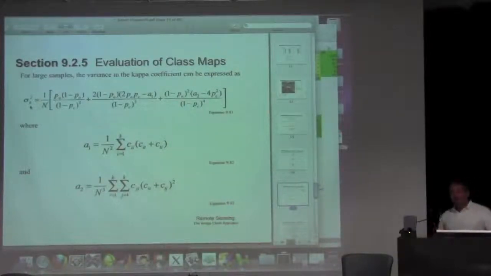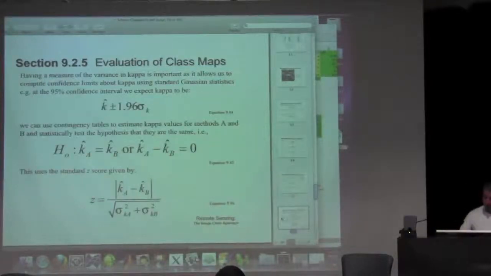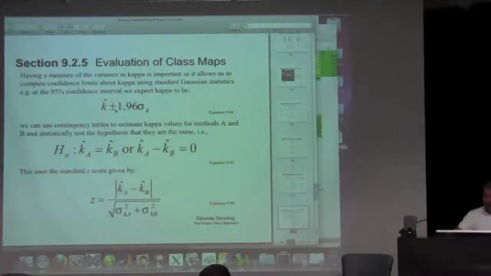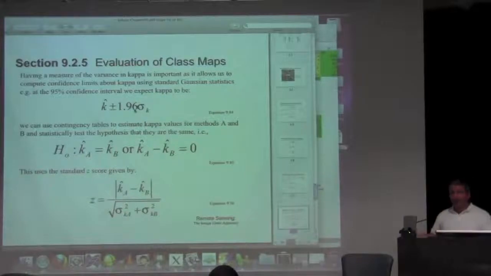Well, you have a measure of the spread on your kappa coefficient. So the kappa coefficient follows some distribution, in this case a normal distribution. So we can do a z-test to figure out if two kappa coefficients are significantly different from one another. For instance, if you wanted to form a 95% confidence interval, you can compute that variance, take the square root to get the standard deviation, multiply that by 1.96, and that range would form a 95% confidence interval around that kappa.